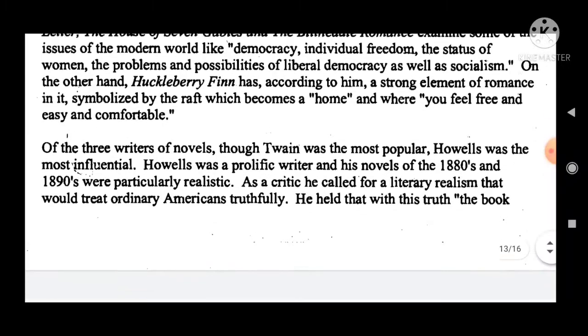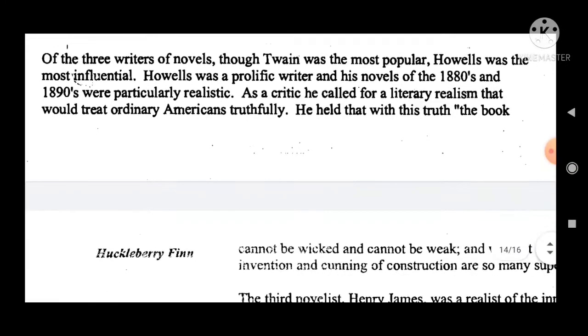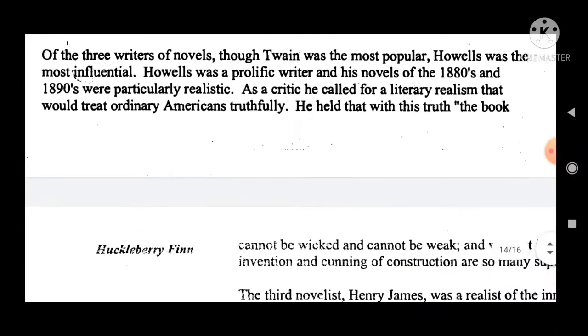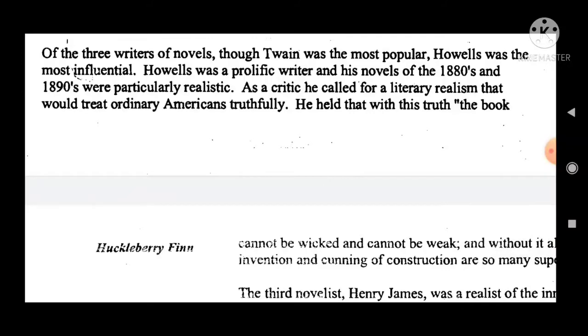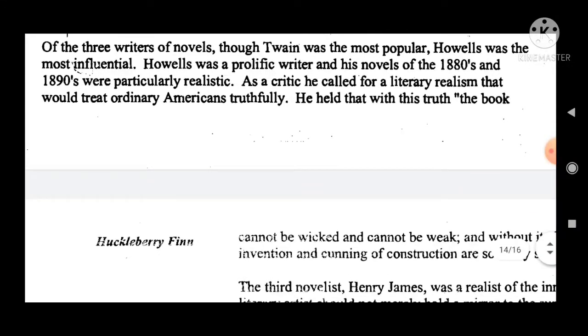On the other hand, Huckleberry Finn has, according to him, a strong element of romance in it, symbolized by the raft, which becomes a home and where you feel free and easy and comfortable. Of the three writers of novels, though Twain was the most popular, Howells was the most influential. Howells was a prolific writer, and his novels of the 1880s and 1890s were particularly realistic.